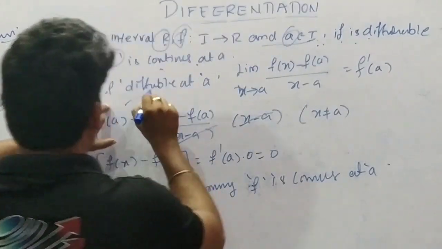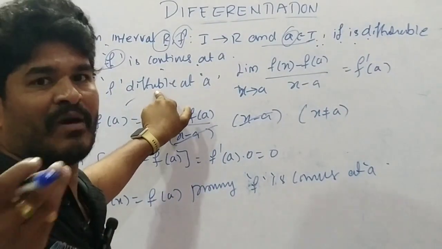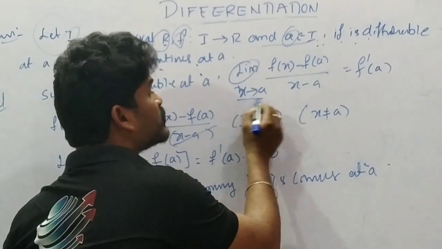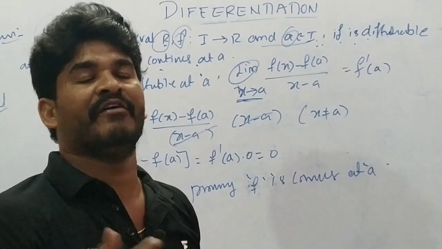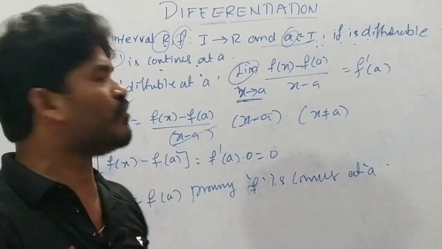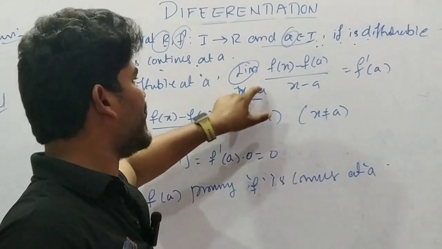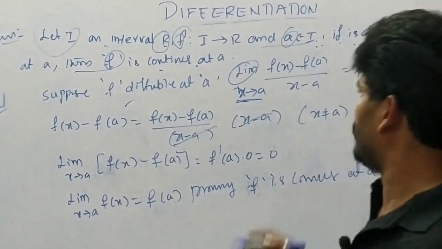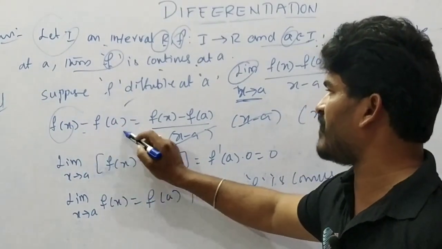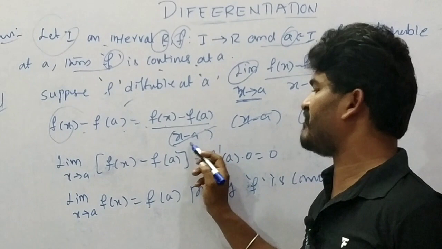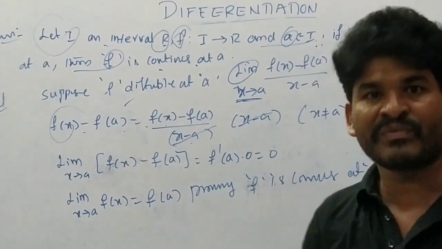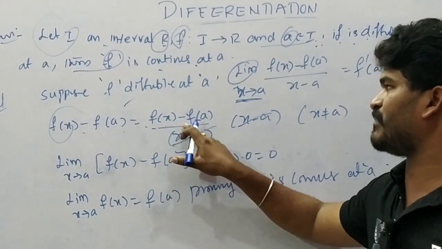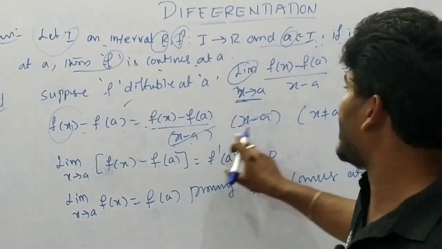But here, suppose we assume that f is differentiable at A. We know the limit as x tends to A of (f of x minus f of A) divided by (x minus A) is f dash of A, where f of x minus f of A equals (f of x minus f of A) divided by (x minus A), into (x minus A). I hope this is understood.